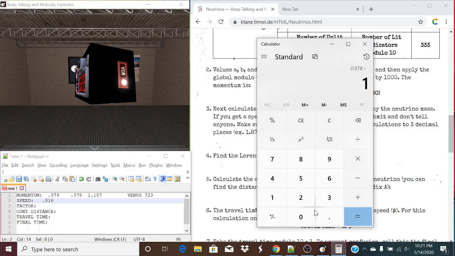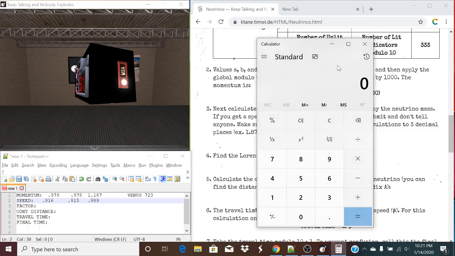0.978 divided by 1.2 is an 815. 0.815, and finally 1.187 divided by 1.2 is a 0.989.